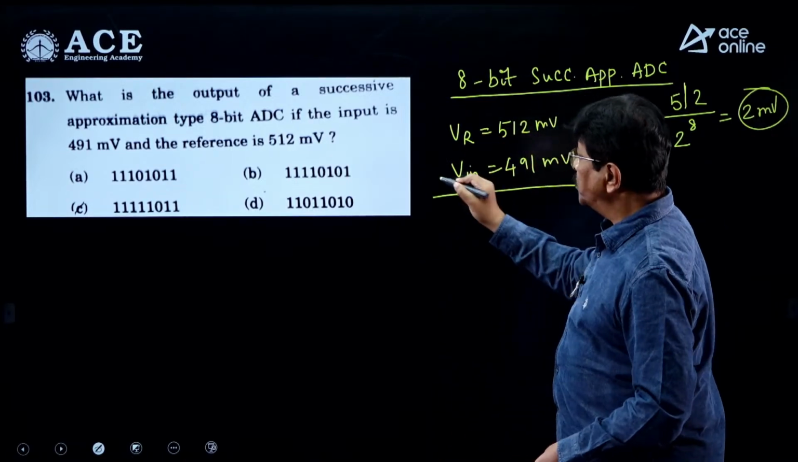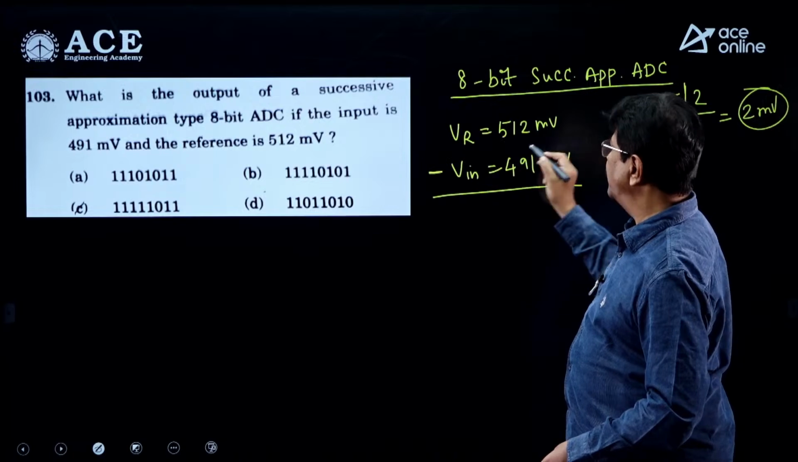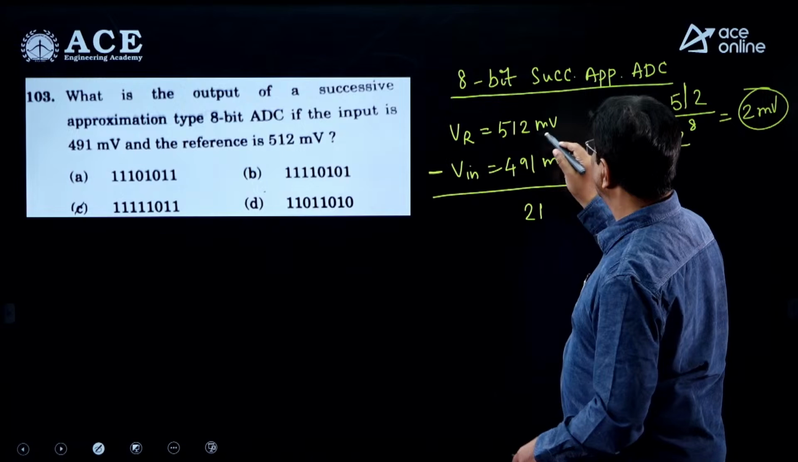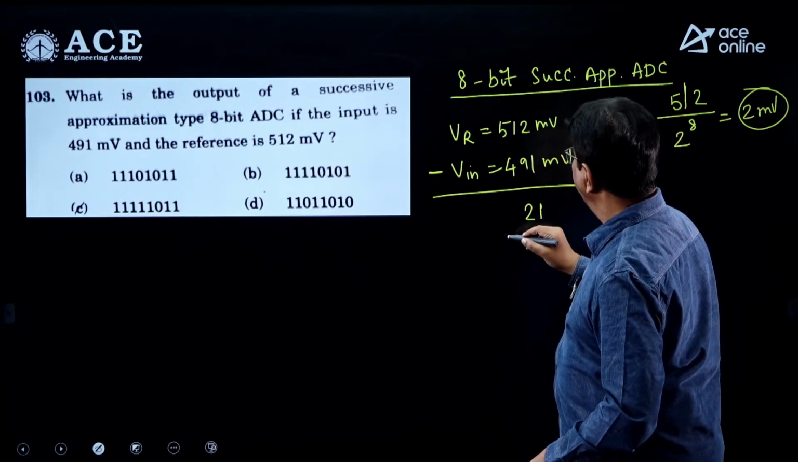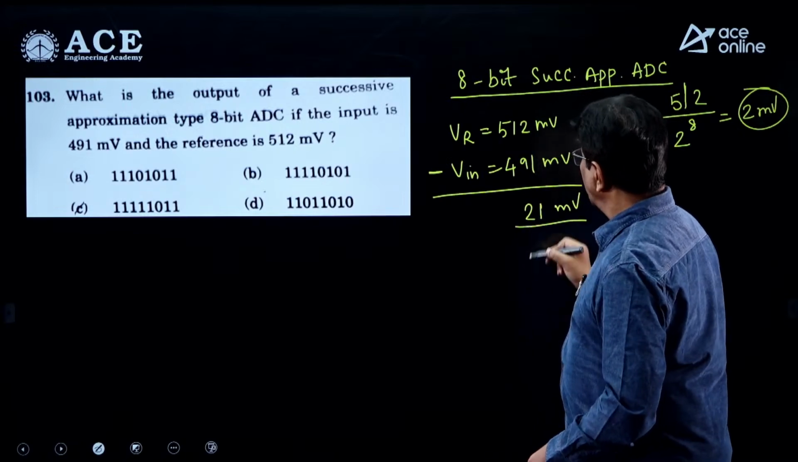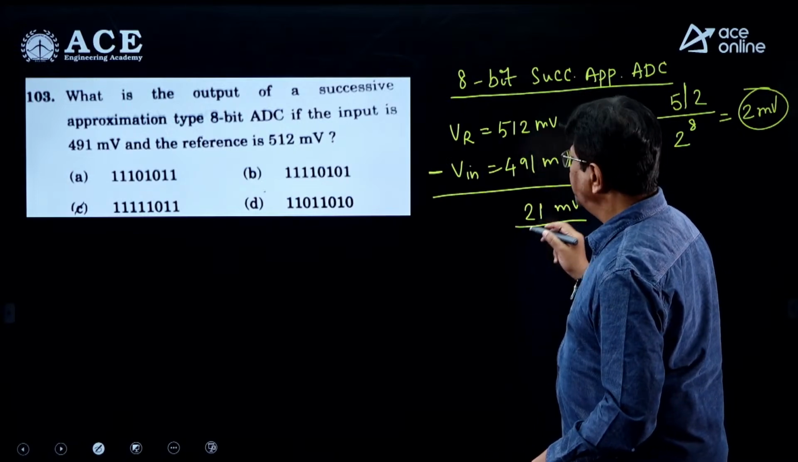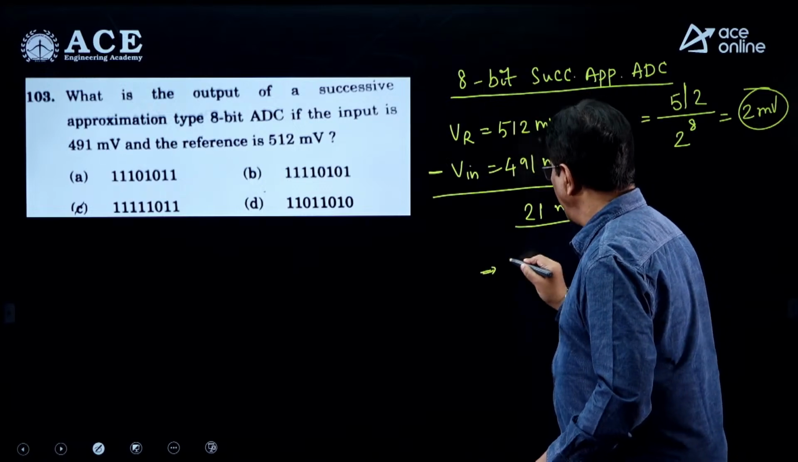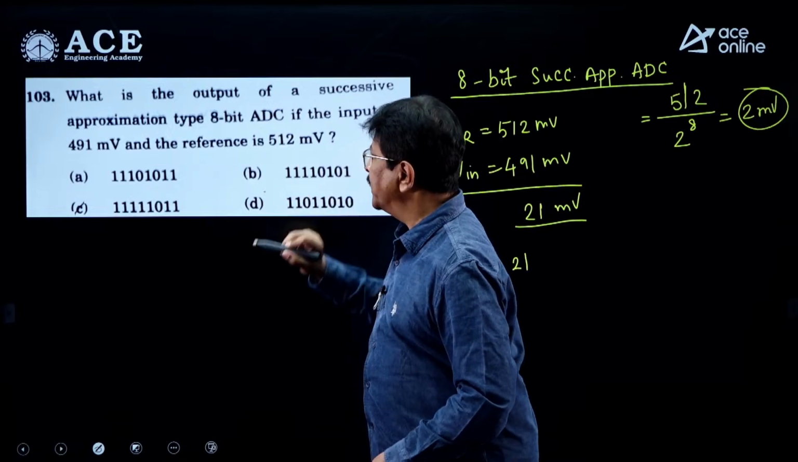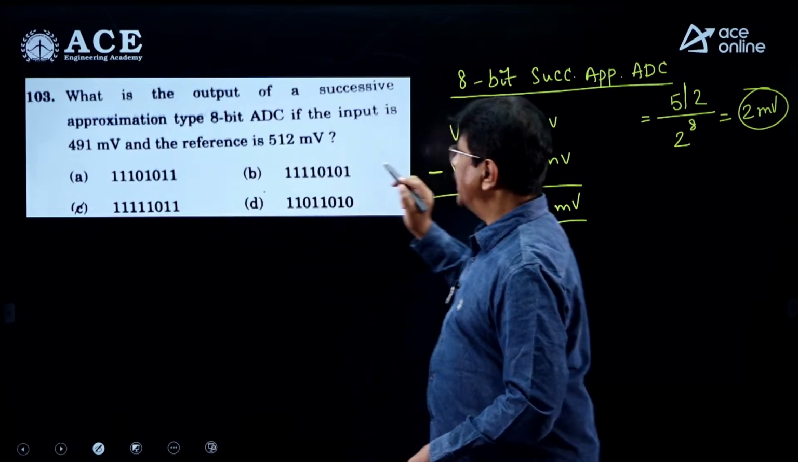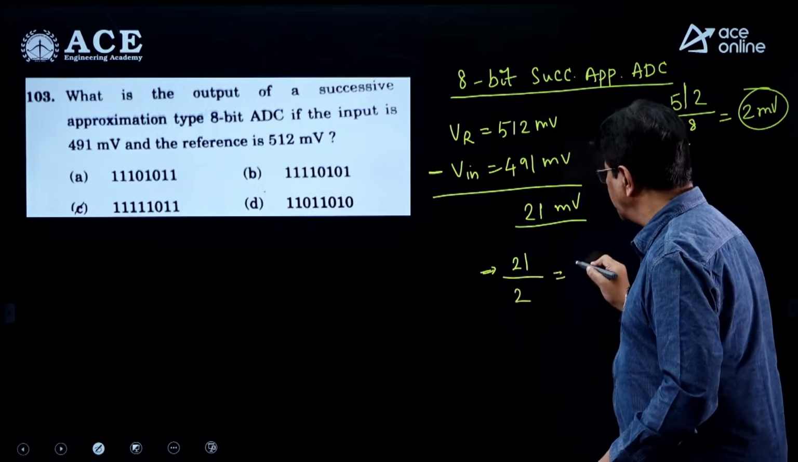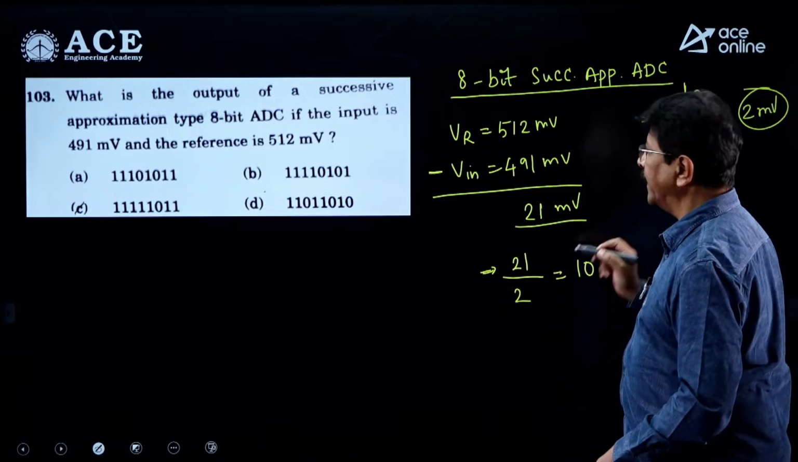So let's find out the difference between the two. VR minus Vin is going to come as 12 plus 9, 21 millivolts. So divide this by the step size 2. The reference voltage given is 512 millivolts, so it is around 21 millivolts difference. 21 divided by 2 is going to come as approximately 10.